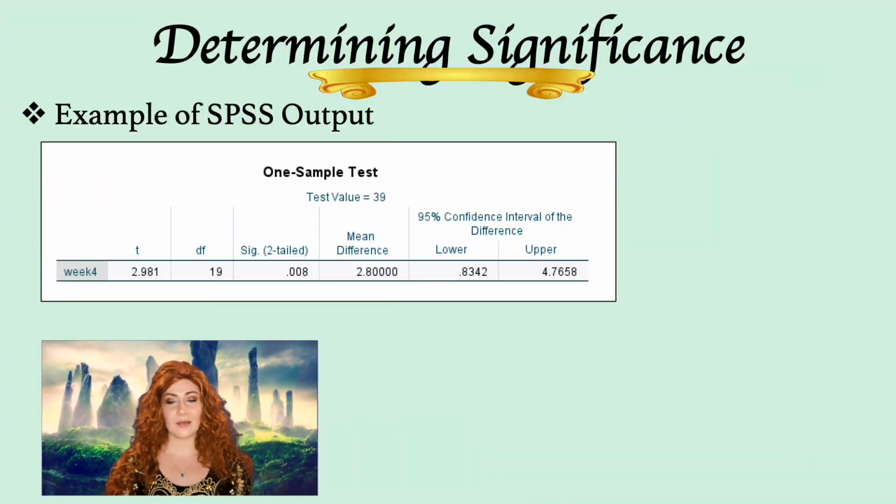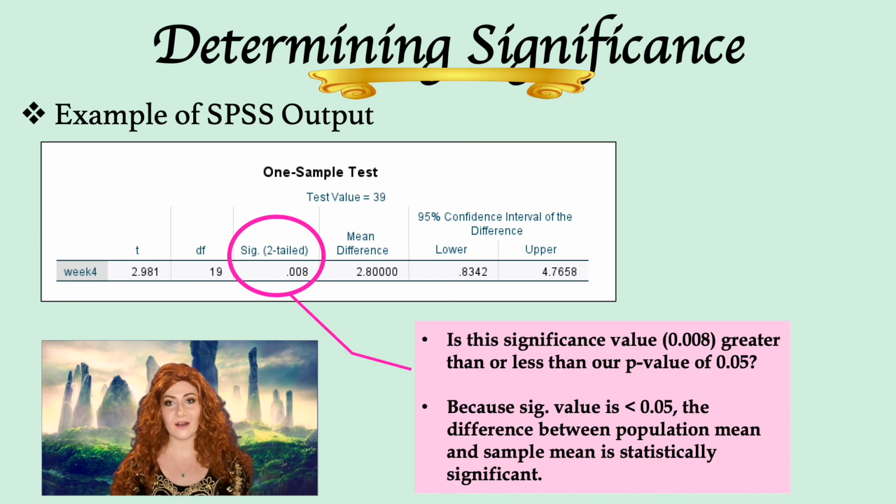Let me show you an example. This is a sample of an output from SPSS of a one-sample t-test. You can see that the first thing on the left is a t, so that's your t computed value. Then you have degrees of freedom, which in this case are 19. And then is the very important value that you see, significance, and it says two-tailed. So the significance value there is 0.008. This is the value that we are going to compare to the p-value of 0.05.